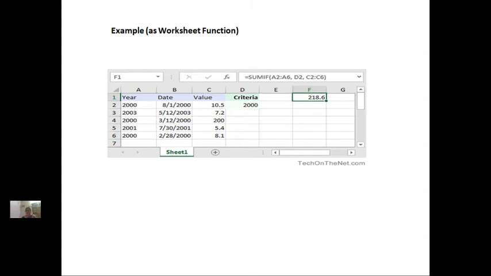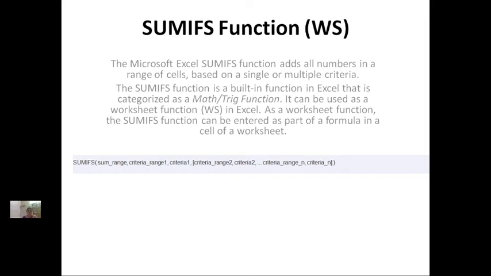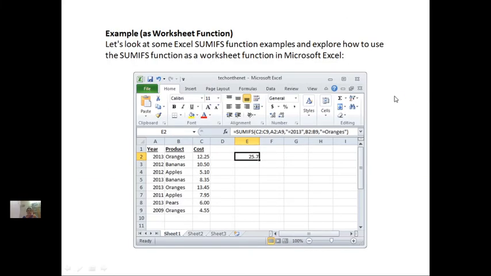Now let us go to the next slide, the SUMIFS function. The Microsoft Excel SUMIFS function adds all numbers in a range of cells based on single or multiple criteria. Here, this is the syntax of SUMIFS: sum_range, criteria_range1, criteria1. Now let us go to the next slide, which gives the example of the SUMIFS function.